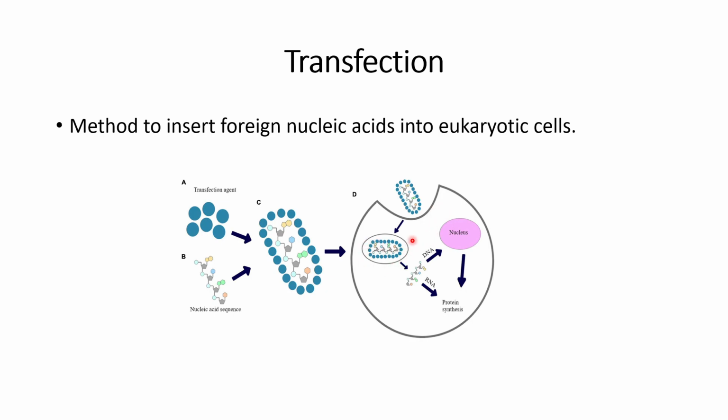And then when it is inside the host cell, in the cytosol, this transfection agent will release this nucleic acid sequence. And then, as we know, if it is a DNA sequence, it will be converted into RNA and then protein synthesis. This process of translation of the foreign nucleic acid sequence can be done either in the cytosol or in the nucleus. It depends on the kind of nucleic sequence that we have.